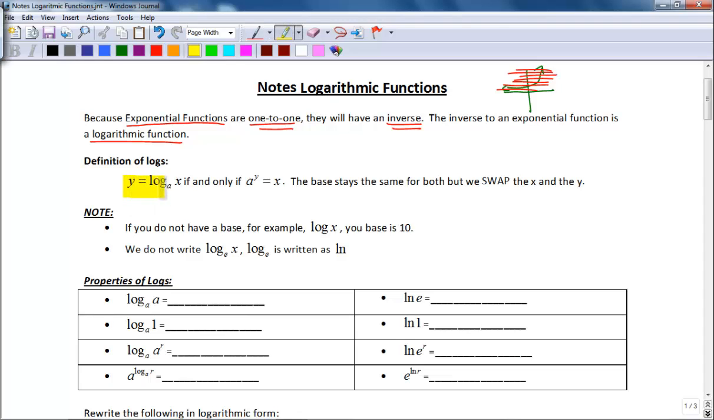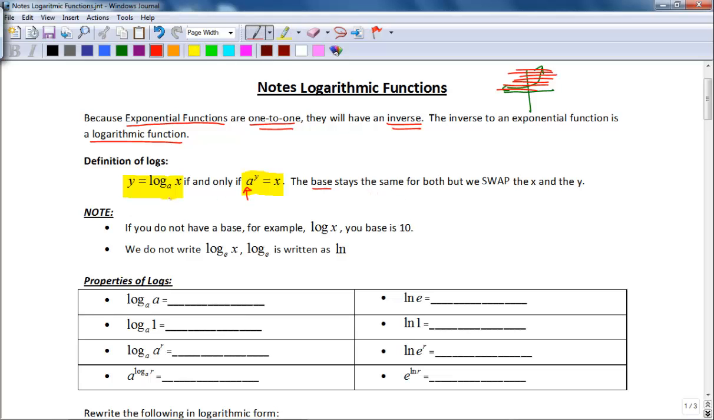y equals the log base a of x, so that a is called the base, if and only if a raised to the y is equal to x. So the definition of log says y equals log base a of x if and only if a to the y is equal to x. If you look here, the bases for these problems stay the same, right?